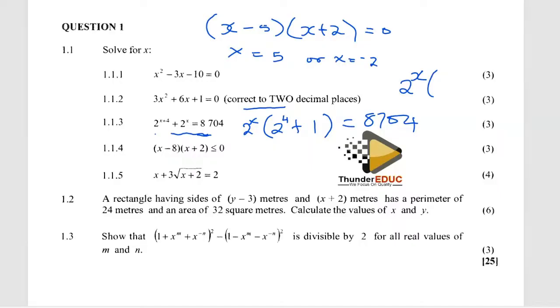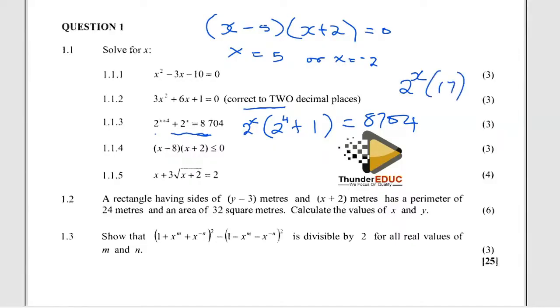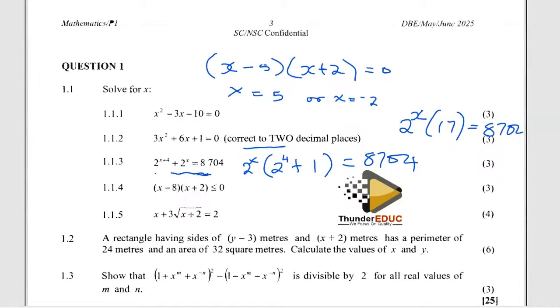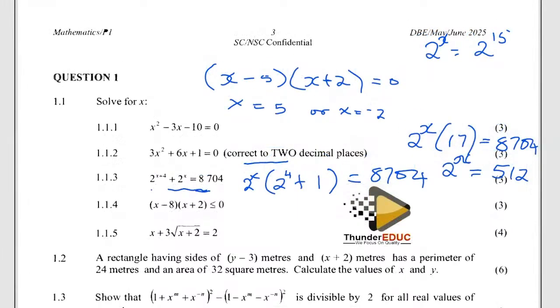So let me just erase this. Okay. For the purpose of everyone knowing how we're moving, so we're going to have 8704. And then we say 2 to the x. When I divide both sides by 17, I'm going to end up with 512. And then I have to express 512 as a base of 2. So it is 2 to the x is equivalent to 2 to the exponent of 15. The bases are the same, meaning that our x is going to be a 15.